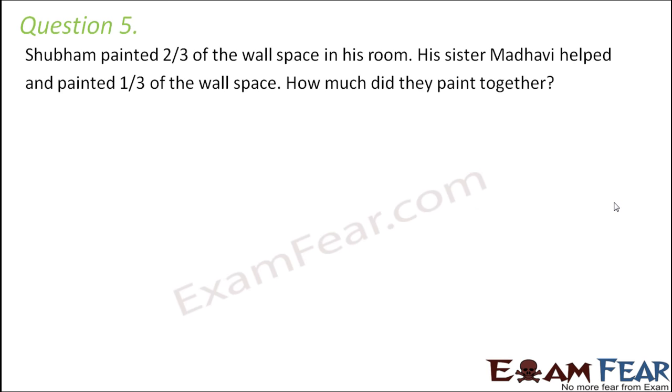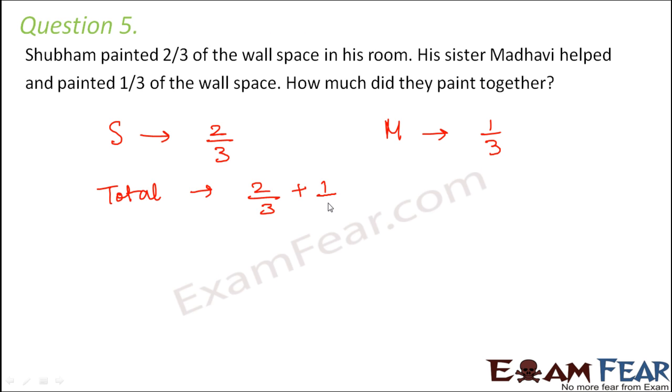Question number 5. Shubham painted 2 by 3 of the wall space in his room. His sister Madhavi helped and painted 1/3 of the wall space. So how much Shubham painted? He painted 2/3 of the wall. And how much did Madhavi paint? She painted 1/3 of the wall. How much did they paint together? So together they did 2 by 3 plus 1 by 3.